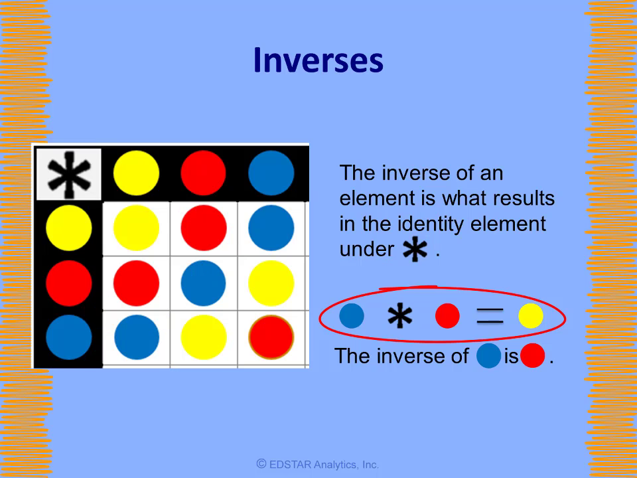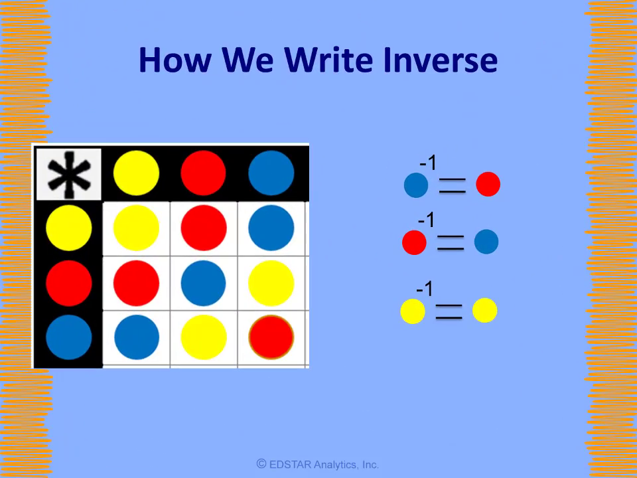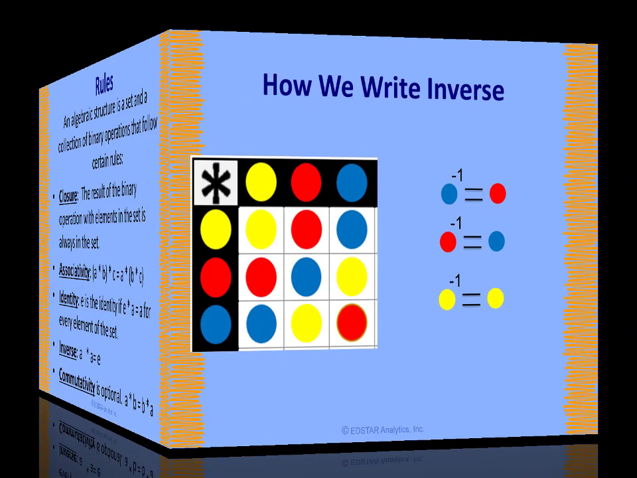We know that yellow has to show up in each row because of the rule that every element must have an inverse. In multiplication, 1 is the identity element because 1 multiplied by anything is itself. We use the -1 exponent to mean inverse, just like in our example where blue inverse is red.